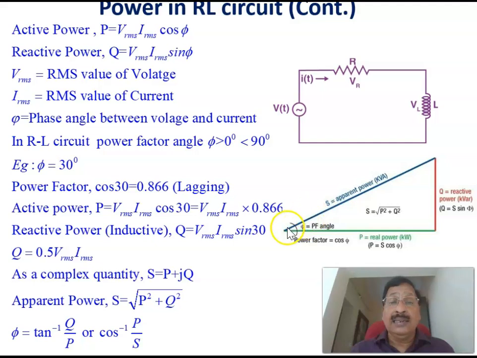It is called the power triangle. This is the active power, this is the reactive power, and this is the apparent power. S equals P plus jQ, which is a complex quantity, and its magnitude is the square root of P square plus Q square. The phase angle phi equals tan inverse Q by P. Another definition of the power factor is the active power divided by the apparent power: cos phi equals active power divided by apparent power. Therefore, this is the power in an RL circuit.